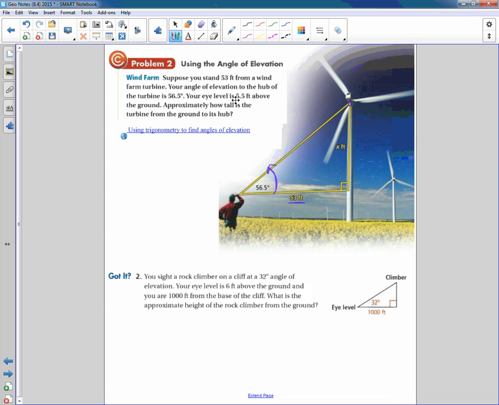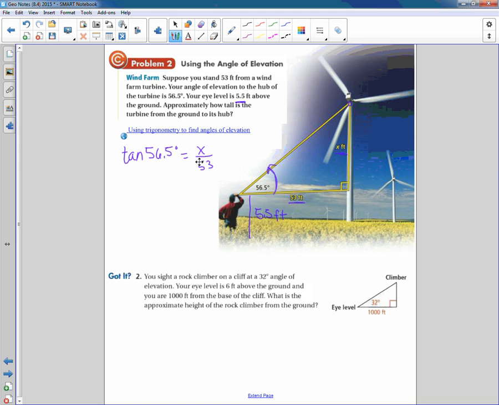However, here's the thing we need to take into consideration. Our eye level is 5.5 feet above ground. So from here to the ground level is 5.5 feet, right? So whatever we get for x, we're going to have to add this 5.5 feet to it. Approximately how tall is the turbine? So for this, for 56.5, we are looking for the opposite side and we are given the adjacent side. So of course we'll use tangent. So I'll say, well, the tangent of 56.5 degrees is going to be equal to opposite, which is x, over adjacent, which is 53.